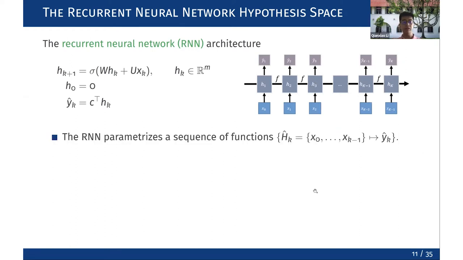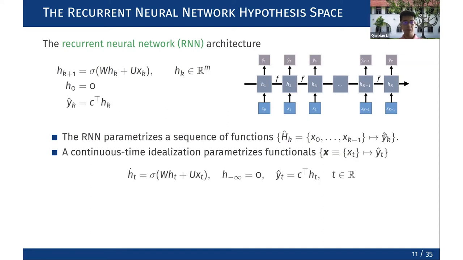So we can see that this RNN parameterizes a sequence of functions from this input sequence up to this time K to the output, right? And for analysis's sake, we can also look at a continuous time idealization where we change this K to a continuous parameter T and replace this difference equation by a differential equation. Okay, so this is the differential equation, just the same form.